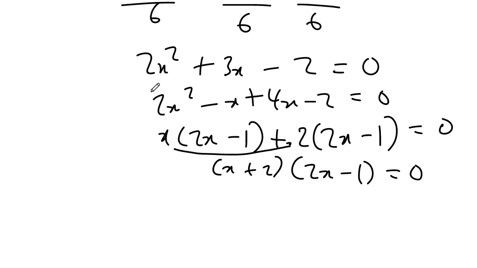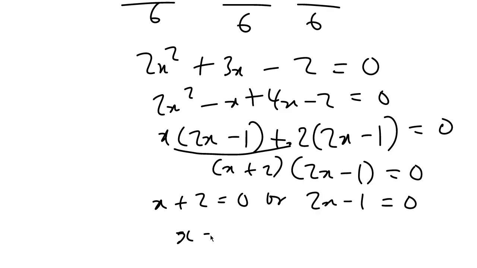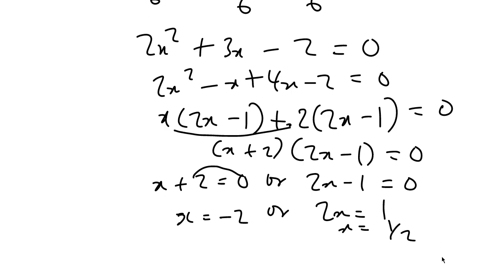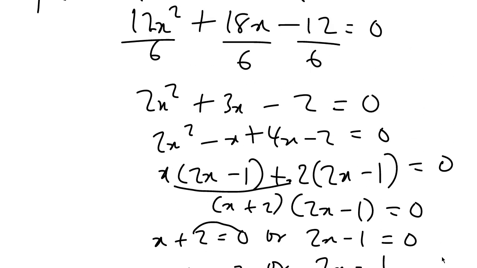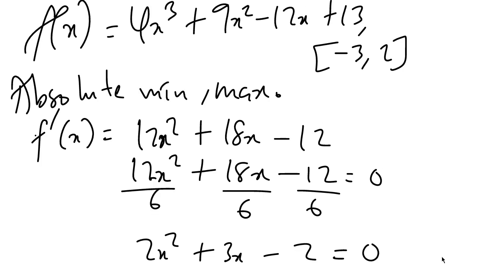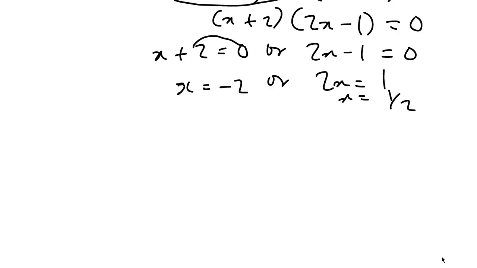Equate each component to 0. x plus 2 is equal to 0, or 2x minus 1 is equal to 0. That means x is minus 2. When this moves over, you subtract 2 from both sides. Or 2x is equal to 1, implying that x is what? 1 over 2. So these are the two critical points that will be generated. So you substitute. What's the next step? Substitute in the original function.